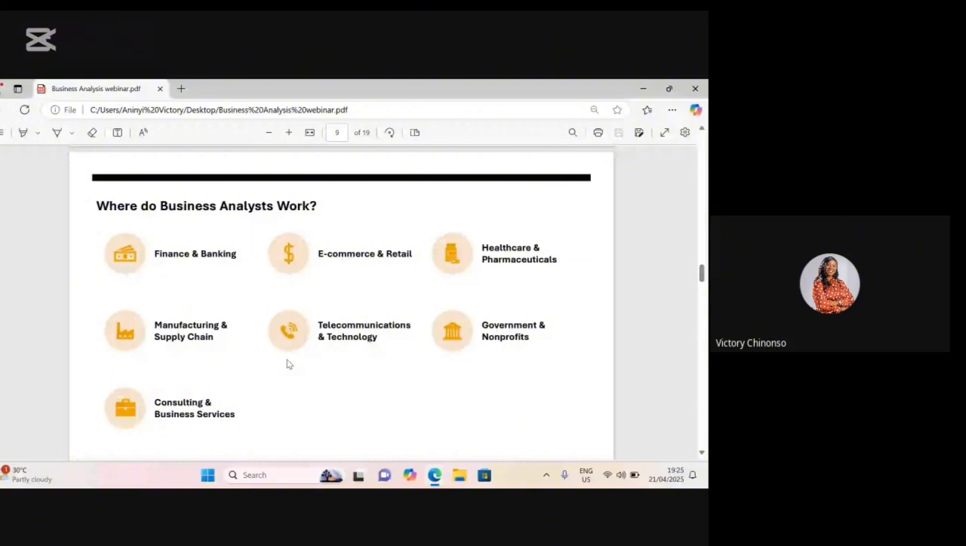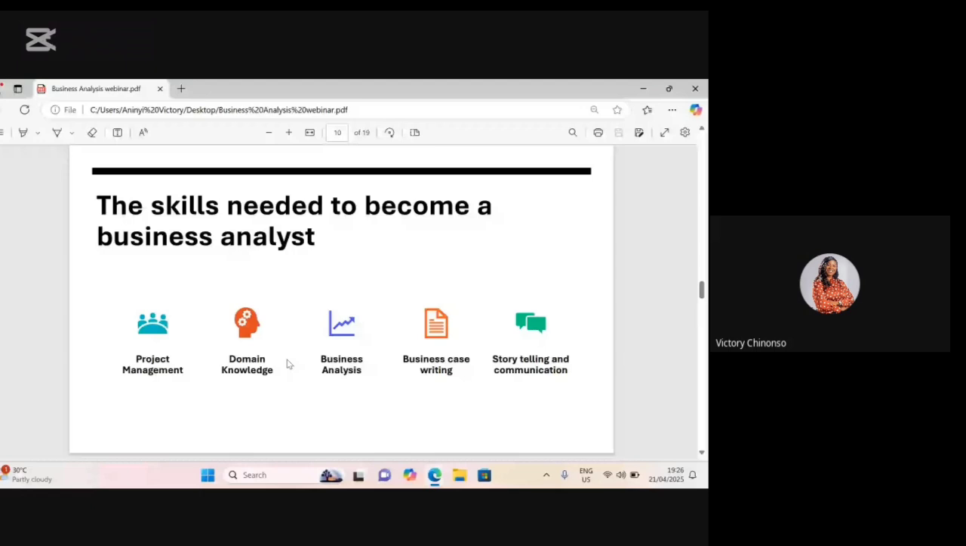So a business analyst can work in finance, healthcare, manufacturing, telecommunication, government, consulting, or business services. You are not limited to a particular sector or industry. No, a business analyst can work anywhere. You are able to analyze data and draw insight from the data. You can recommend solutions and recommend the next steps. So every industry needs a business analyst.